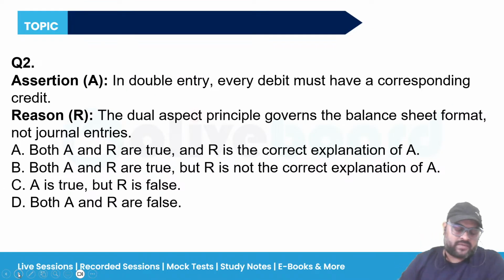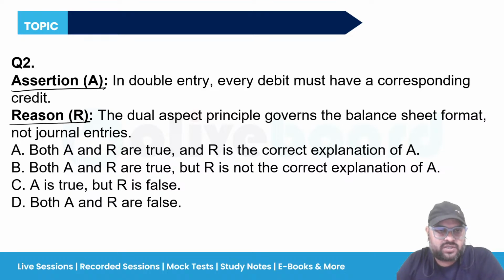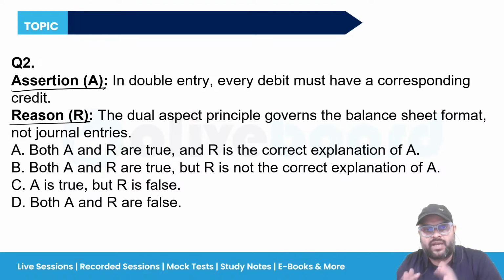The second category of questions will be assertion and reasoning type questions. There will be two statements and you have to identify first whether statement one is correct or not, whether statement two is correct or not, and whether these two statements are associated with each other or not. So that is the second category of questions you will have in your examinations.